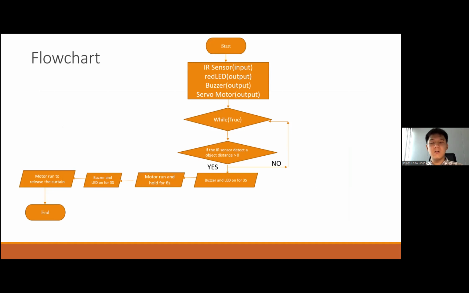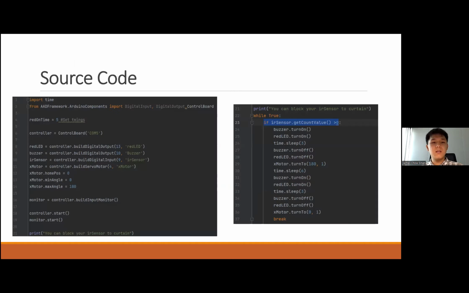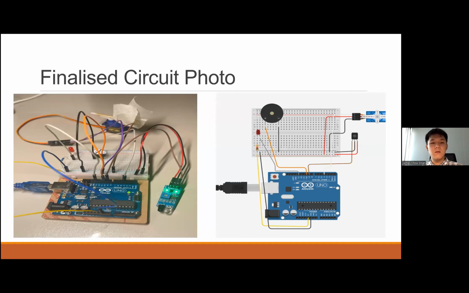This is my flow chart. So when the IR sensor does not sense the movement, it will go back to while true until IR sensor detects a hand movement. Then this is my source code. This is my finalized circuit photo on the left. Then the right side is a drawing circuit photo for better understanding.